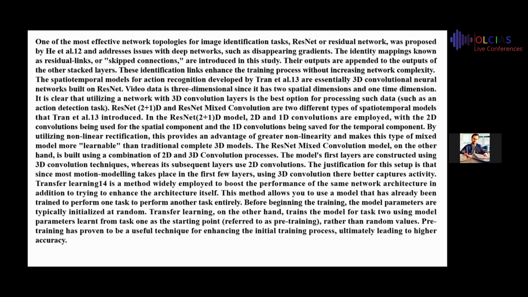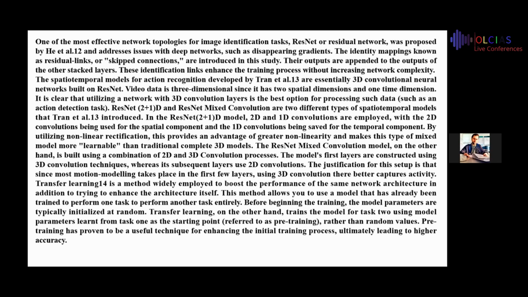By utilizing non-linear rectification, this provides an advantage of greater nonlinearity, and this type of model is more learnable than traditional complete 3D models. So the ResNet mixed convolution model, on the other hand, is built using a combination of 2D and 3D convolution processes. So the model's first layers are constructed using 3D convolution techniques, whereas its subsequent layers use 2D convolutions. The justification for this setup is that since most motion modeling takes place in the first few layers, using 3D convolution there better captures activity.